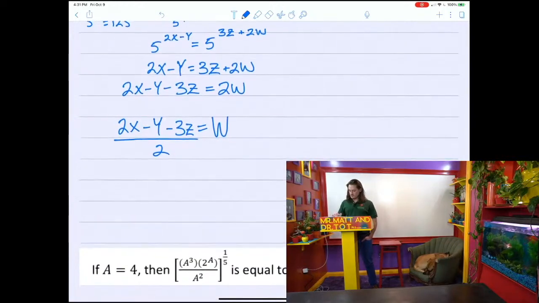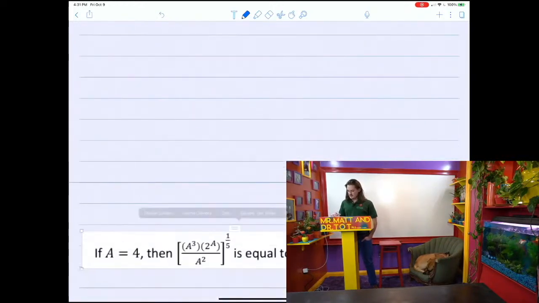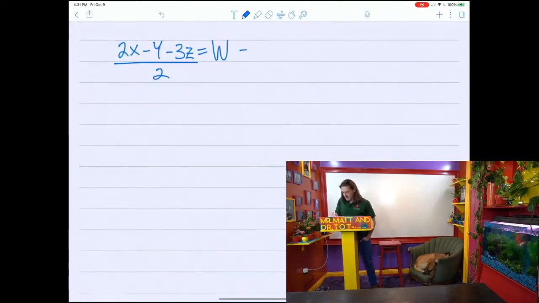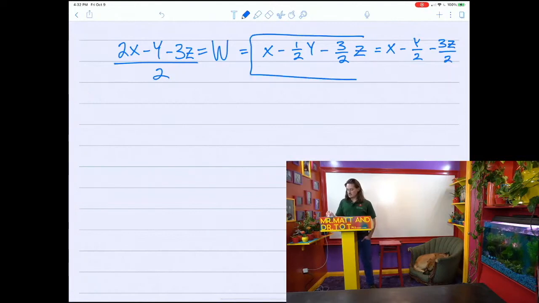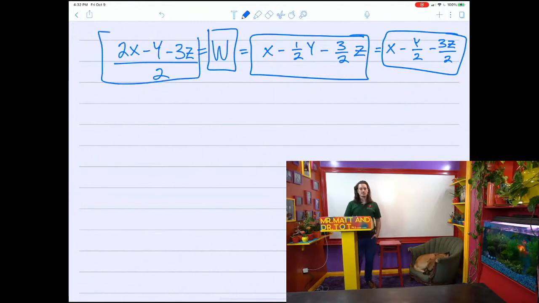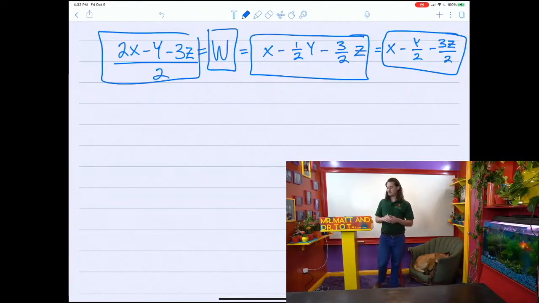Recognize, though, that this is the same exact thing. They could have written this as x minus 1 half y minus 3 halves z. And that is exactly the same thing as x minus y over 2 minus 3z over 2. All of those are exactly equivalent to each other. So just be able to recognize equivalent values, and they're all equal to W. So any one of those answers would be graded as correct.